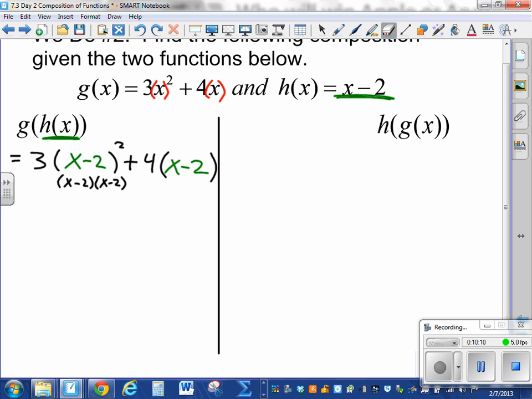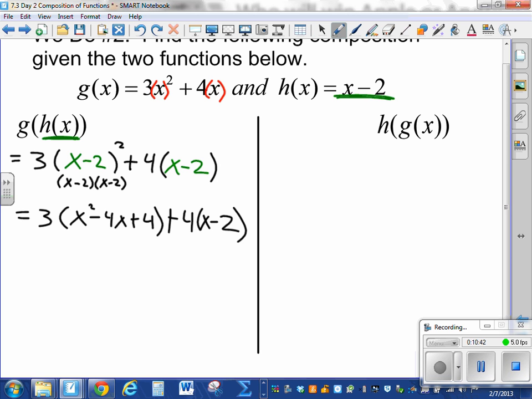So let me write it down here. That's going to be 3 times the entire thing. So x times x is x squared. You're going to get a negative 2x and another negative 2x, which is a negative 4x, x squared. And then negative 2 times negative 2 is a positive 4. So it's 3 times that whole thing. Plus this 4 times this x minus 2 over here. All right. Let me move this over.